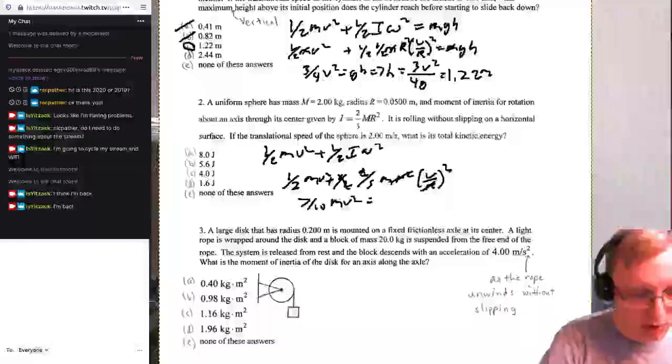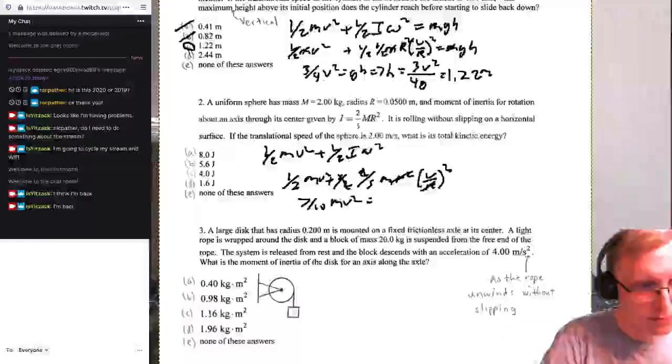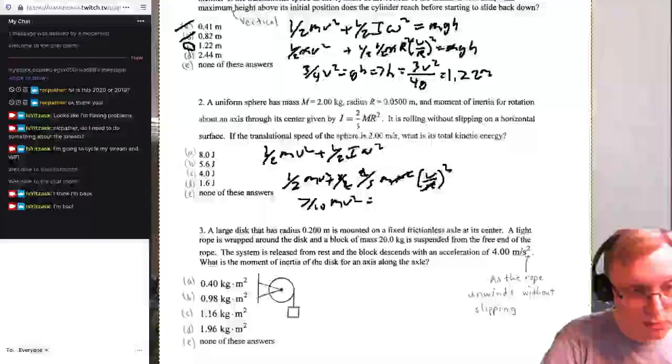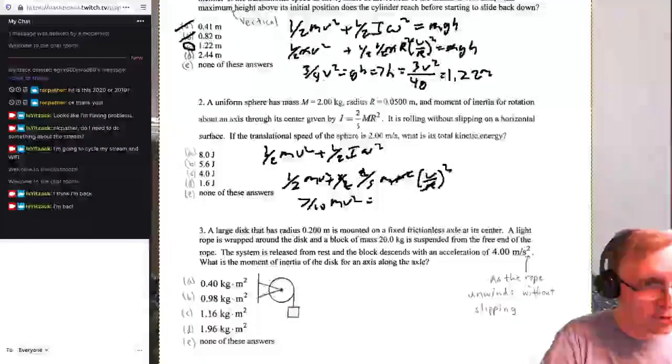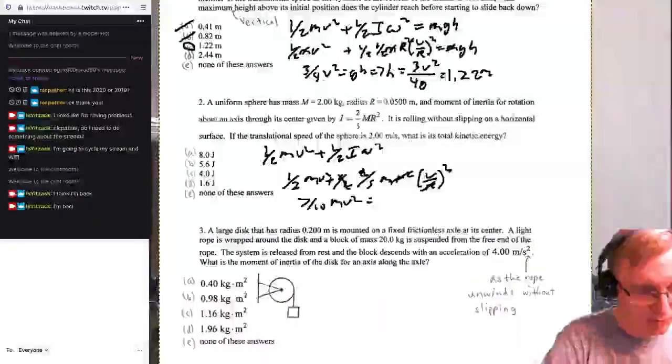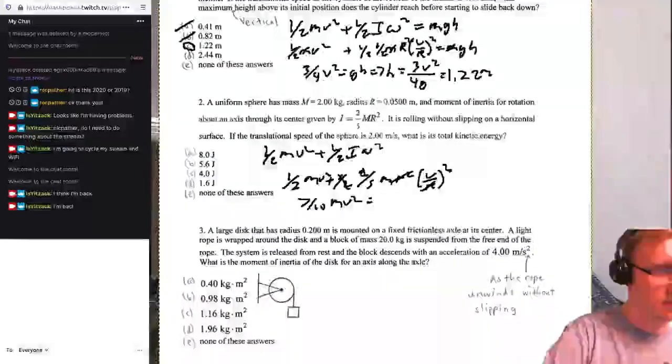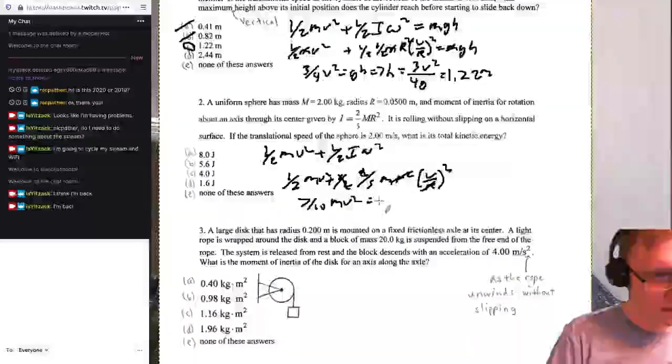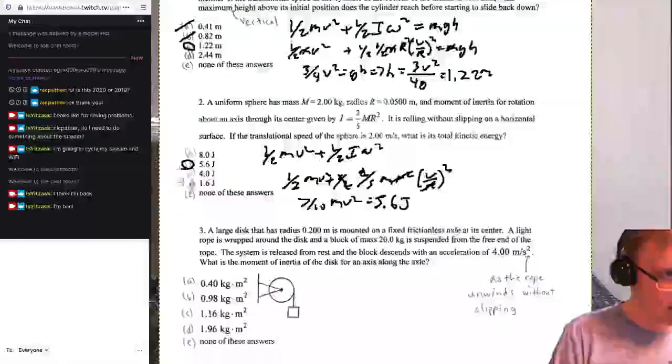All right. So 0.7 times 2 times... nope, don't care about that. Velocity is 2, so that's 2 times 2 squared is 8. It is 0.56... it's 5.6. We'll get math yet. 5.6 joules.